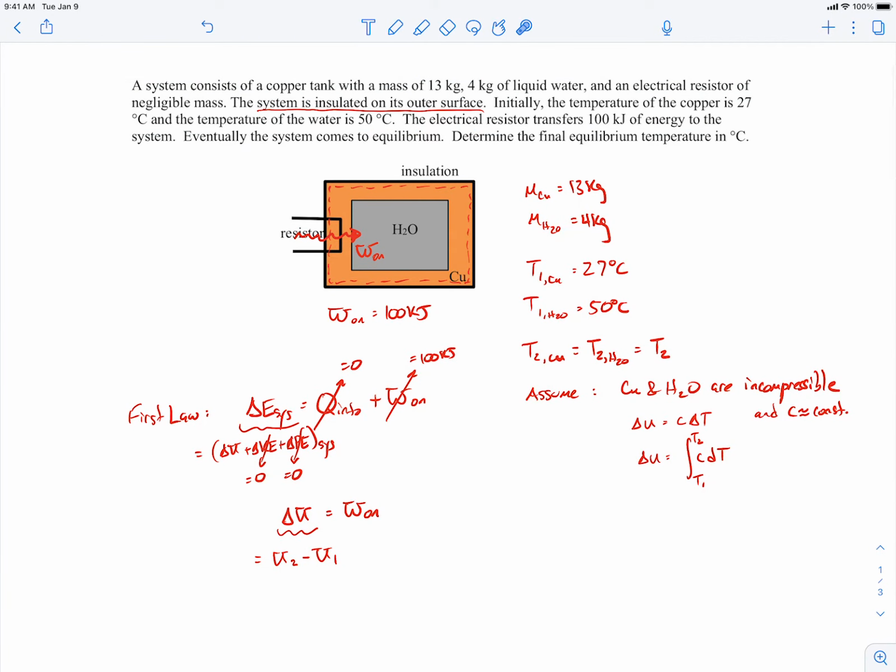Now the reason I'm assuming that the specific heat is about a constant is because when I look at the temperatures here, we're at 27 degrees C, 50 degrees C, 100 kilojoules. I'm going to assume that the final temperature, T2, that we're trying to find, is pretty close to these values. And if the temperature is pretty close, that means that our specific heat's not going to change a whole lot. So it's pretty reasonable to assume that it's a constant. So I'm going to make that assumption. I'll come back and just double check it at the end. So if I assume that the specific heat's a constant, I can use this form to find the change in the specific internal energy and relate it to the change in the temperature.